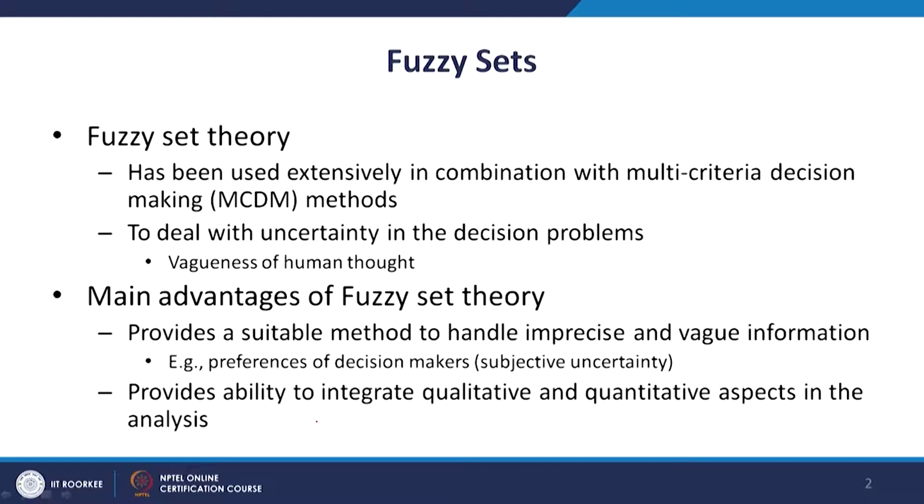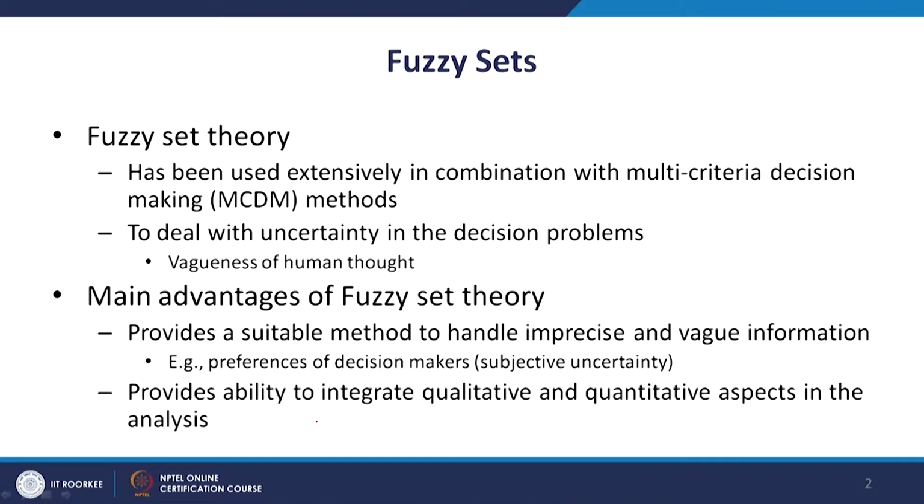So, let us start our discussion on this particular topic. Fuzzy sets are actually based on fuzzy set theory. This has been used extensively in combination with the other MCDM methods. The main idea is to deal with the uncertainty in decision problems, the vagueness of human thought. Just like I gave the example that decision makers might find it difficult to specify their subjective preferences at times, to deal with that kind of scenario, fuzzy set theory can be really useful.